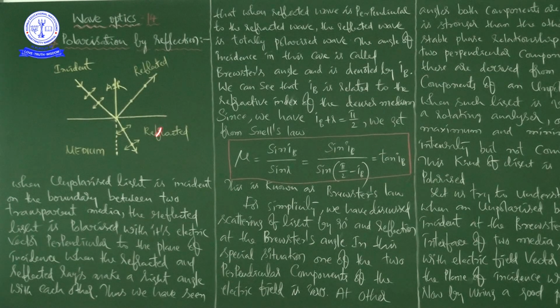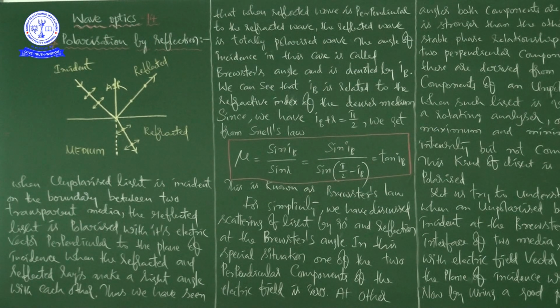Next, if you see here in this picture, you can observe what is the incident wave, what is the reflected wave, and what is the refracted wave, right? So here the reflected light is linearly polarized, perpendicular to the plane of the figure, right?